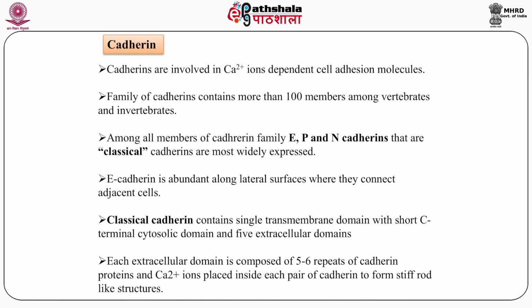In general, cadherin is a type 1 integral membrane glycoprotein of approximately 720 to 750 amino acids. Among all members of the cadherin family, E-cadherin, P-cadherin and N-cadherin are classical cadherins and the most widely expressed. E-cadherin is abundant on the lateral surface, where it connects adjacent cells.